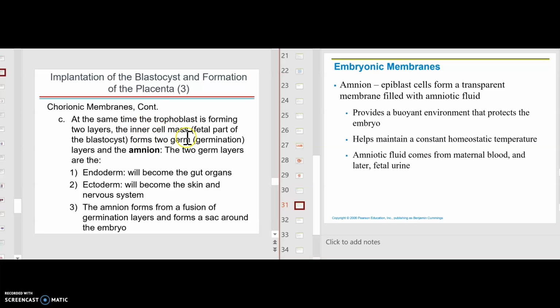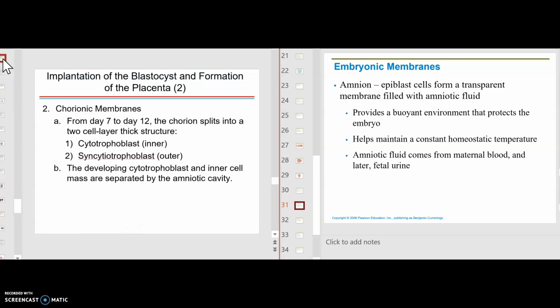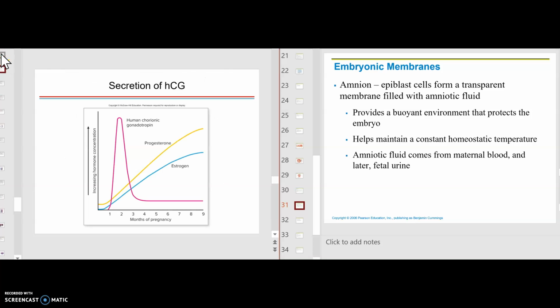So at the trophoblast, the inner cell mass forms 2 germ layers. And the amnion, the 2 germ layers are the endoderm, which will form the gut, and ectoderm. The amnion forms from the fusion of the germination layers, these 2, and forms a sac around the embryo. That's where that amniotic fluid would be.